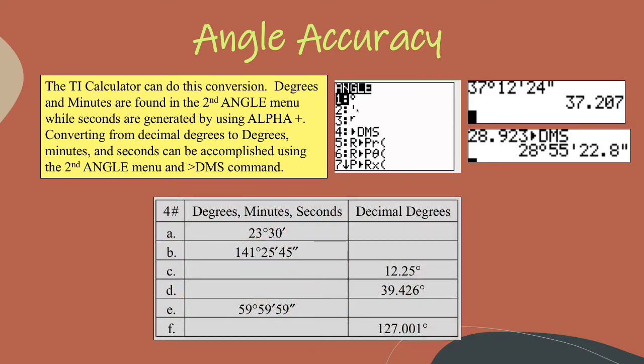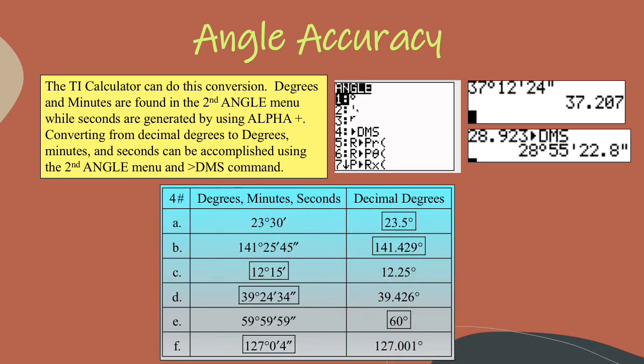In exercise 4, you are given 6 angles, 3 in degrees, minutes, seconds, 3 in decimal degrees, and you are to convert the angle to the other form. You can use the formulas that were given or the calculator conversion second angle menu, or in some cases you should be able to do them right in your head. I suggest that you pause the video while you do them and then check the answers.